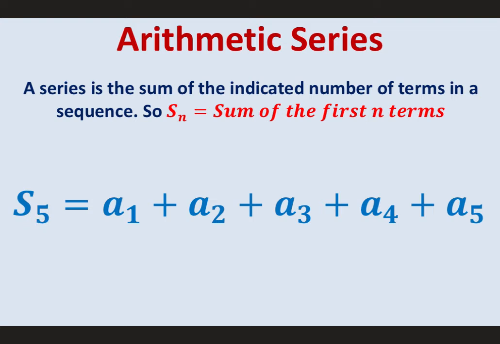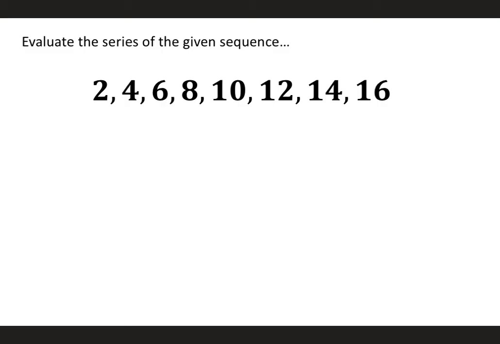So S5 equals A1 plus A2 plus A3 plus A4 plus A5. All right, that's just adding them all up. We're going to talk about some patterns that occur when we're adding up arithmetic sequences, and there's a formula we can use in order to find the sum of that sequence, or sorry, that series. Yeah, so let's go ahead and talk about that pattern. All right, so it says evaluate the series of the given sequence.